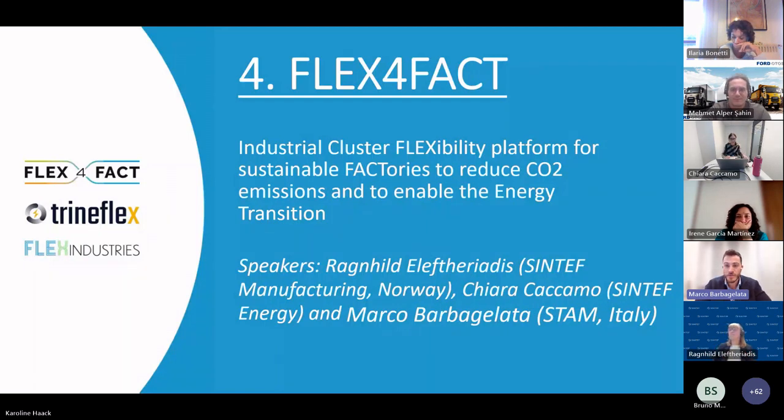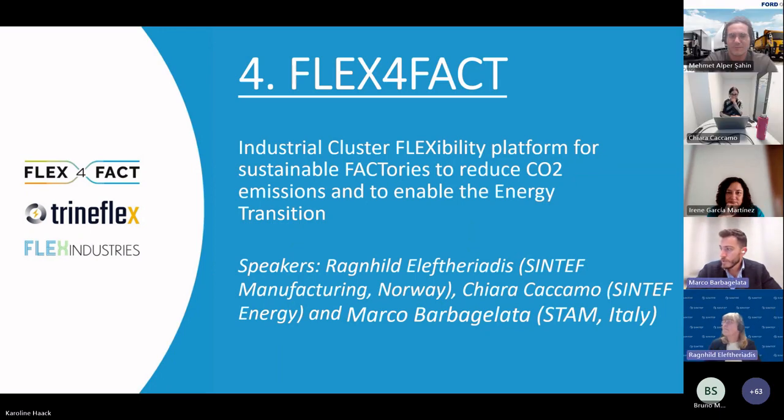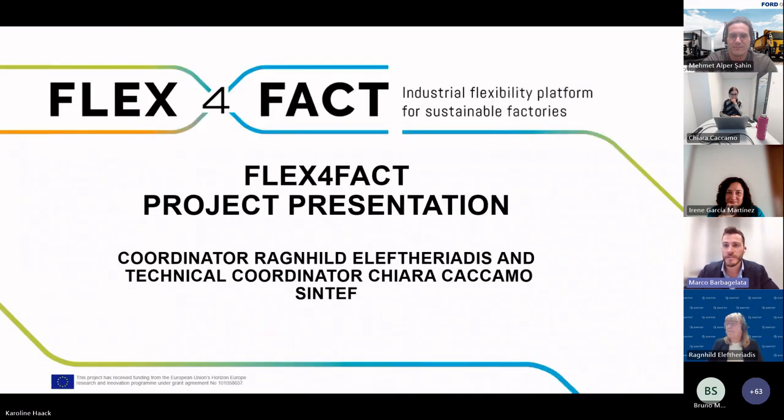And now I would say that we can move to the third project that was funded under this call. So I will take off the role of the moderator for this session, and I will leave the floor to Chiara Caccamo from SINTEF, who is the technical coordinator of the project, and to Ragnhild Eleftheriadis, who is coordinating the Flex4Fact project. So, ladies, I will leave it to you, and thank you very much for the presentation.